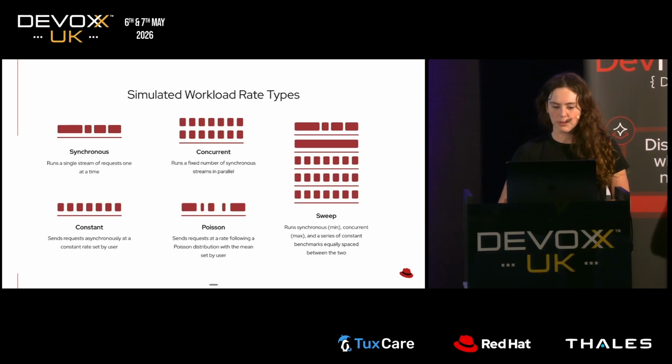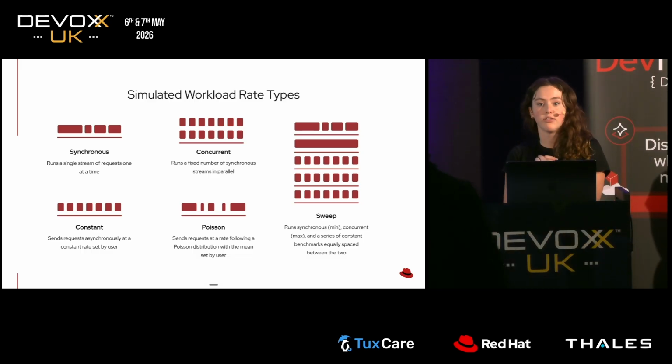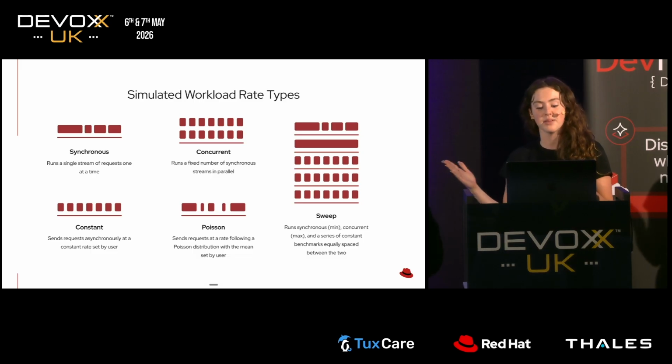Okay. Simulated workload rates. Here are some of the types of workload rates that we're going to run into, right? So concurrent is just a fixed number of users, and you guys can see the rest of this. Asynchronous workload is going to be when you're running a single stream of requests at one time, et cetera, et cetera.